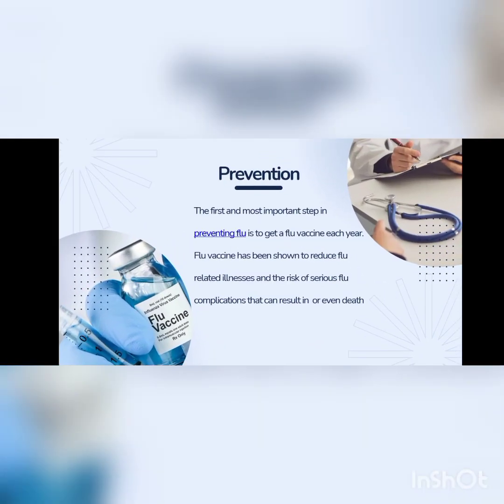Finally, I will talk about how I can prevent influenza. The first and most important step in preventing the flu is to get a flu vaccine each year. Flu vaccines have been shown to reduce flu-related illness and the risk of serious flu complications that can result in hospitalization or even death.